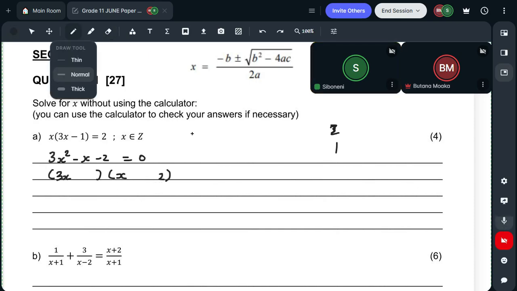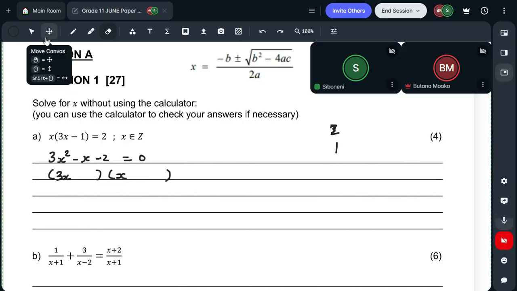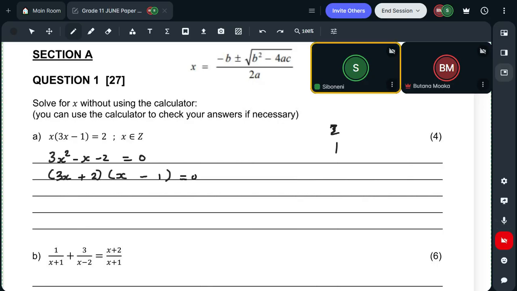Then you ask yourself, is 6 close to this middle term? Nope, 6 is very far, so the 2 won't work that side. But 2 times 1 is 3, and 3 is close to that 1. So the best thing to do is to put the 1 this side and the 2 this side. Then you take the signs: this one will be positive, this one will be negative. Are you with me on that? Yes. Okay.